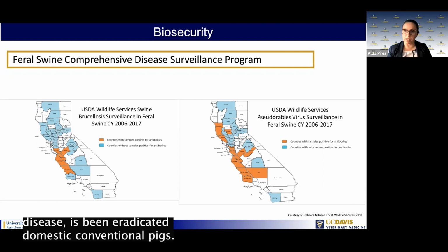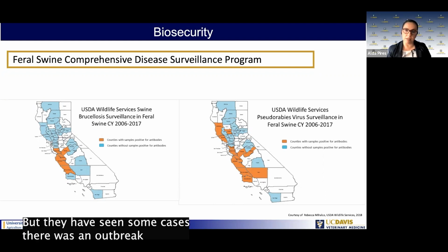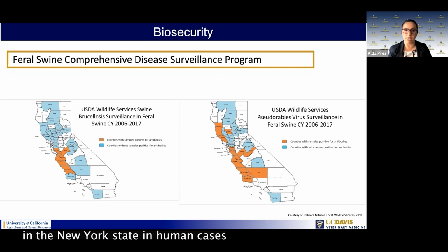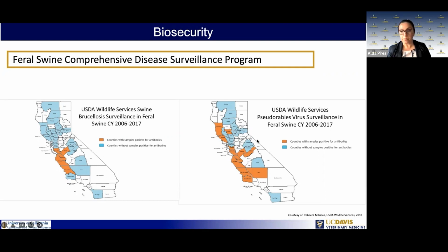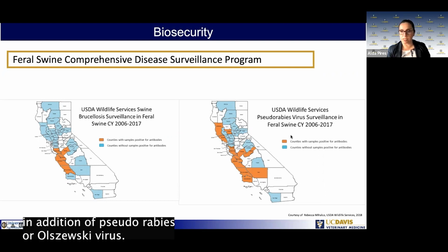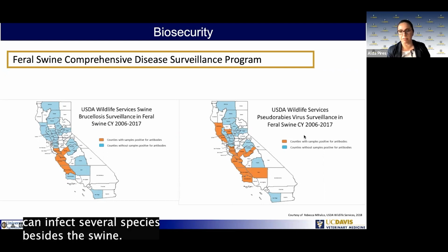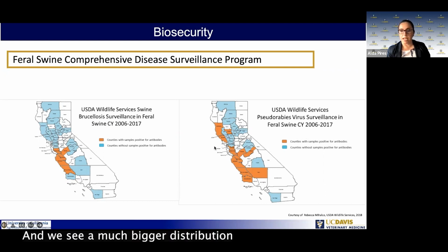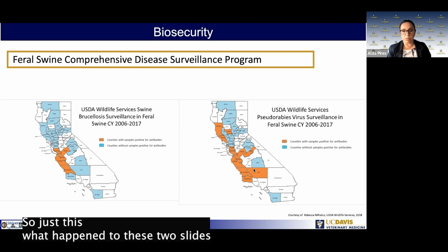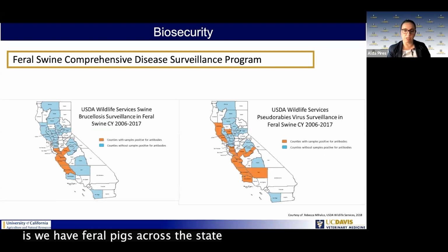It has been eradicated in domestic conventional pigs, but we have seen some cases. There was an outbreak in New York State in human cases that was due to prior contact between feral pigs and domestic pigs. In addition, pseudorabies or Aujeszky's virus is not considered a zoonotic disease, but it can infect several species besides swine, and we see a much bigger distribution or presence in other states. So what we see on these two slides is that we have feral pigs across the state.